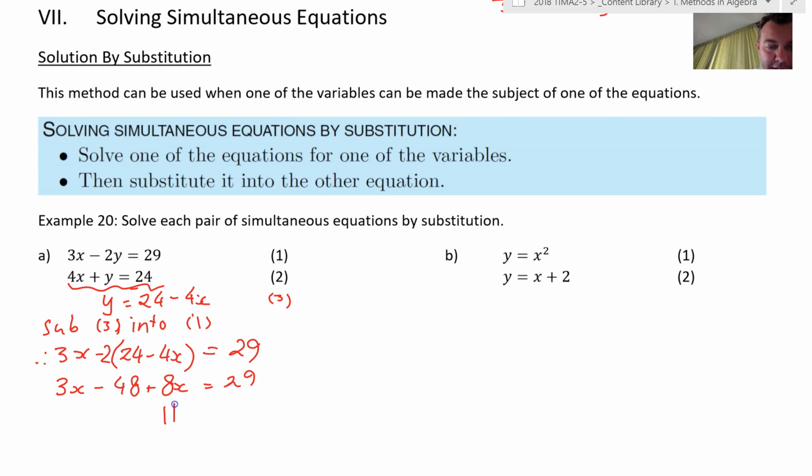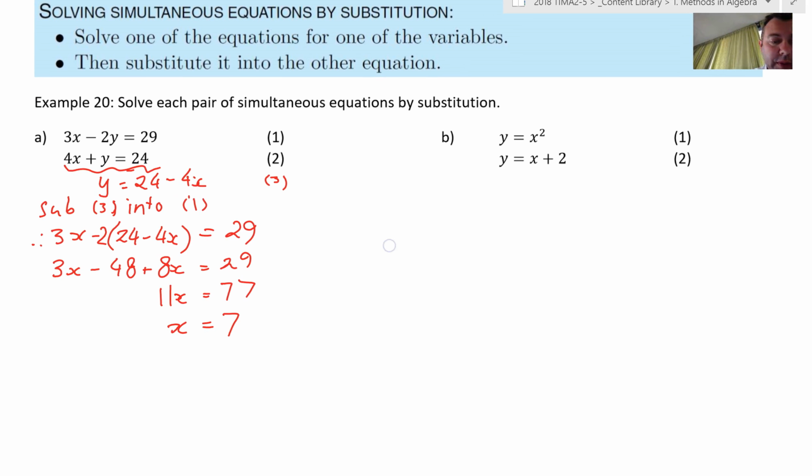That means 11x. I'm going to add 48 to both sides. It equals 77. x equals 7. Not finished, halfway there. x equals 7. Now, let's call that 4. Sub equation 4 there, x equals 7, into, doesn't matter, I'm going to say into 2. Doesn't matter, works out the same.